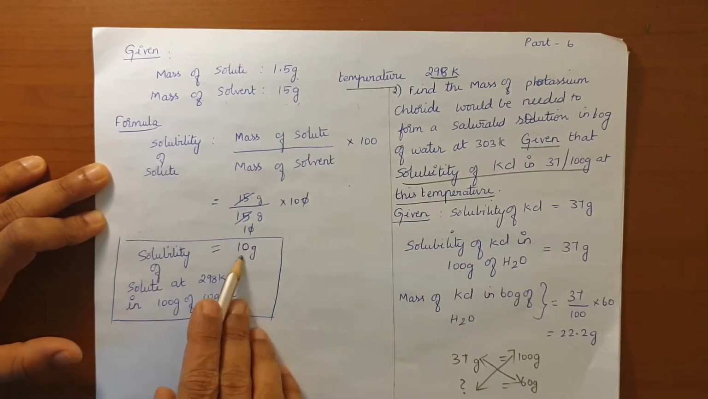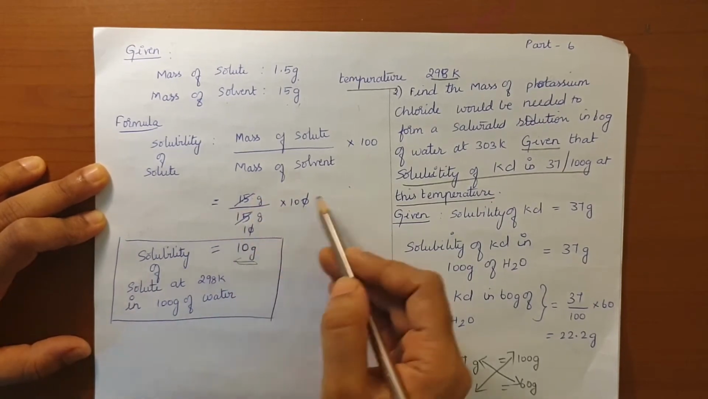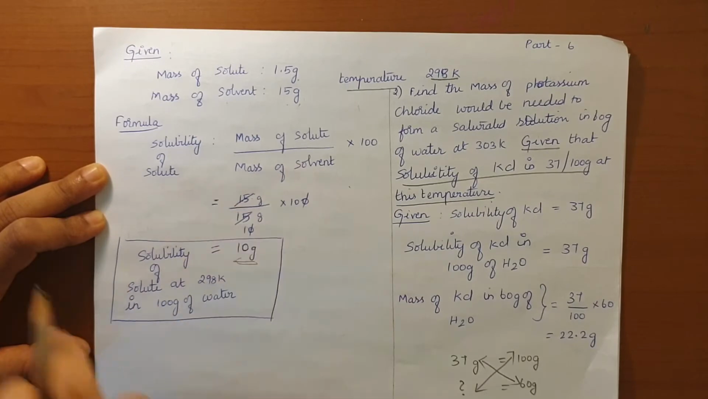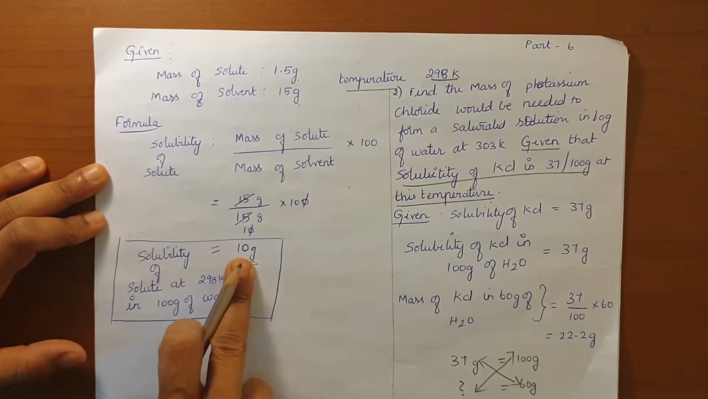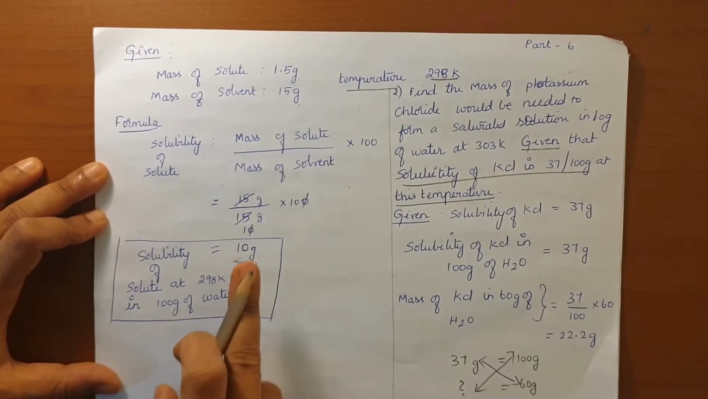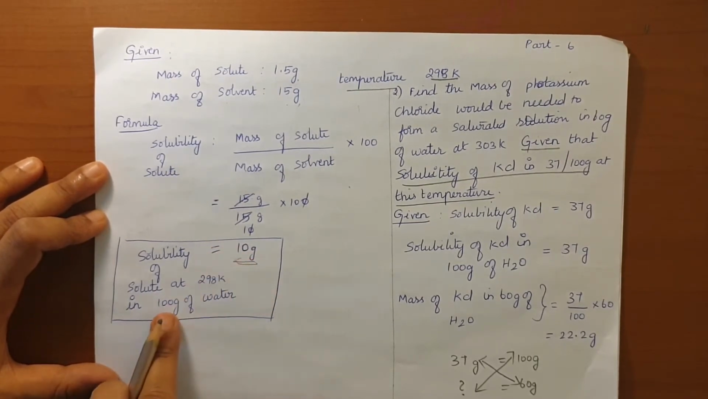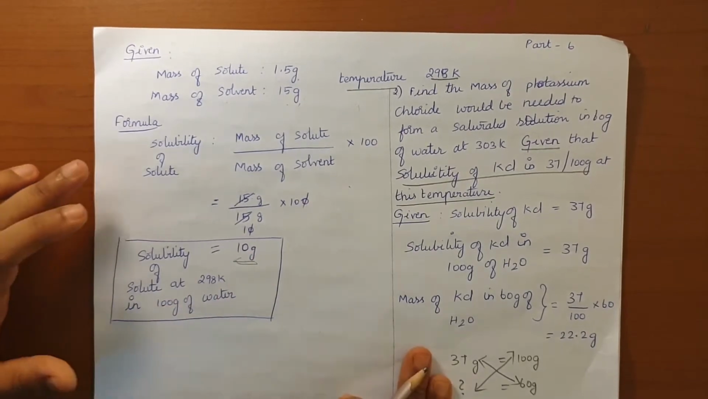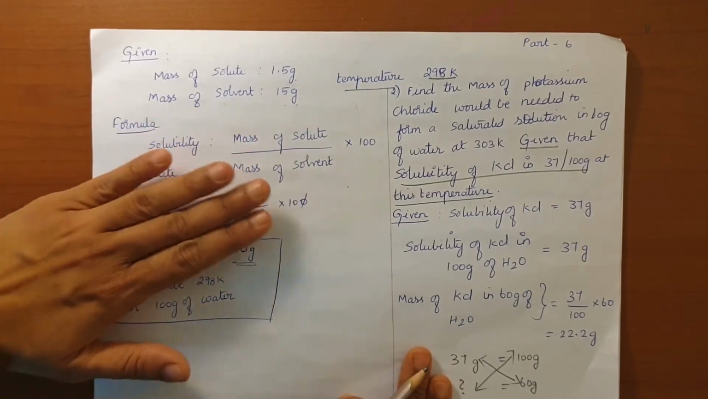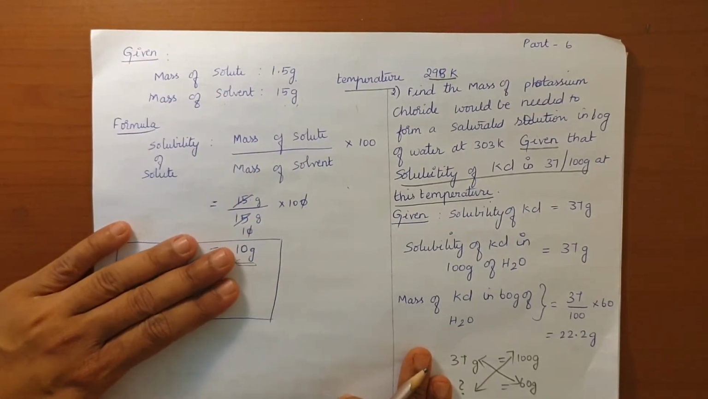The answer is 10 grams. You can just simplify the numbers and you will get the answer 10 grams. So what does it mean? If you take 10 grams of solute and dissolve it in 100 grams of water, it will make a saturated solution. Now moving on, this is the direct question. Directly you are substituting the values and finding the answer.